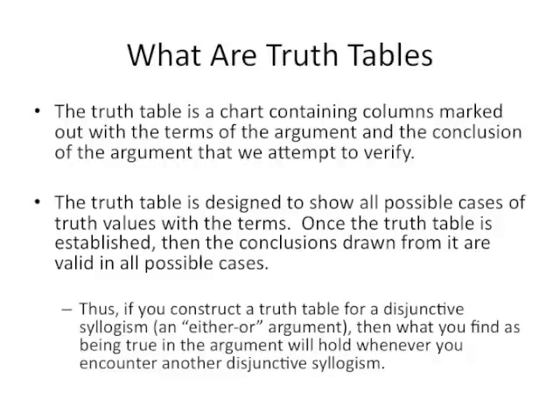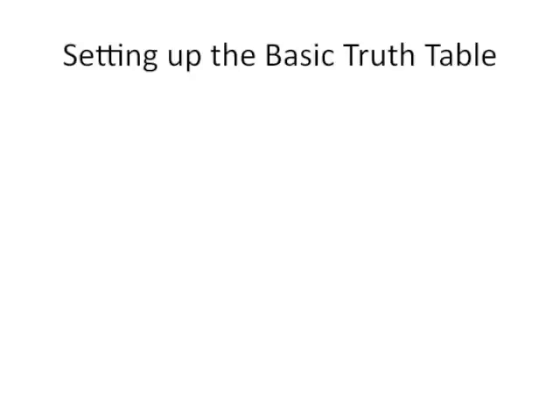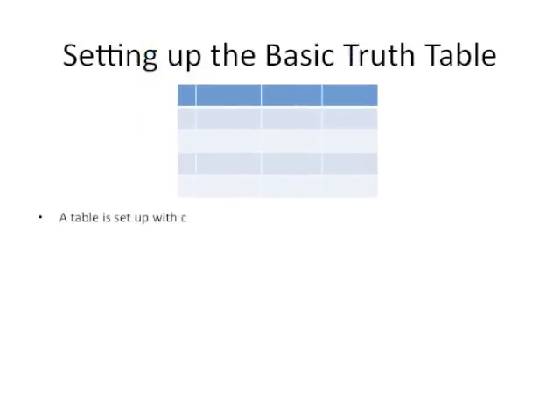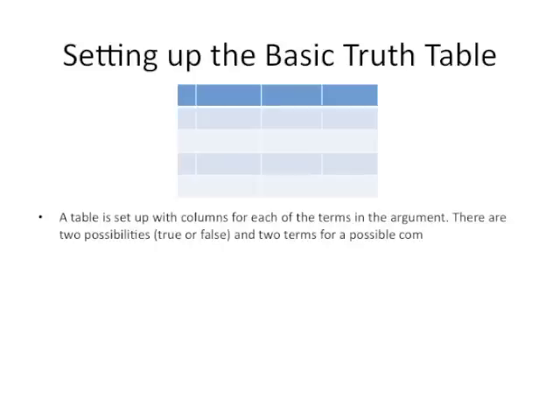So, to set up the basic truth table, start with a chart. It's a table set up with columns for each of the terms in the argument, and there are two possibilities in any one of the cells, and two terms for a possible combination of 4 rows. So in this case, we'll have two situations, true or false. There's only ever two possibilities. It's either true or it's false. And in this case, we're going to have two terms in our argument. So that means we need to set up a table with 4 possible rows.